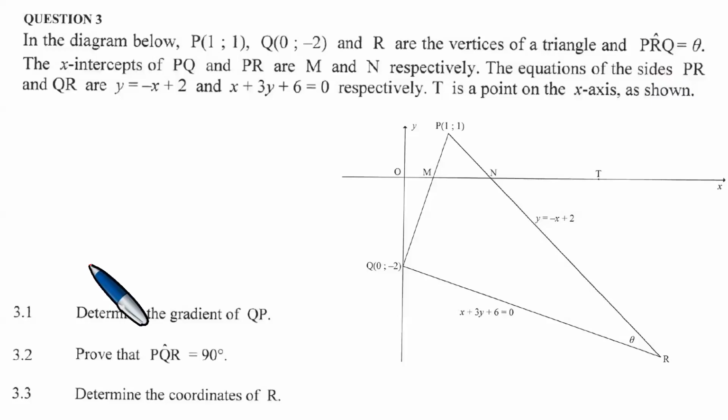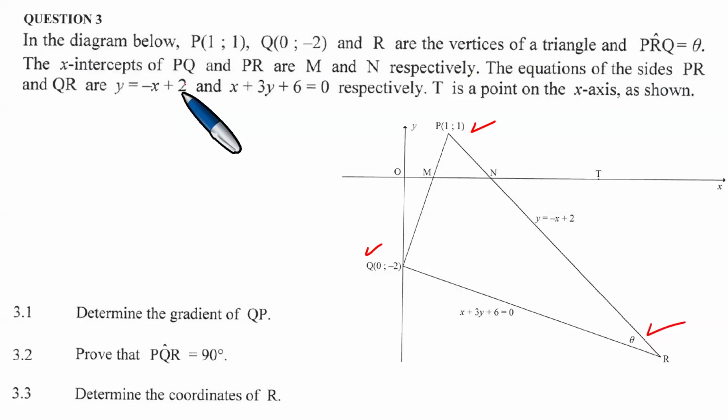In this lesson, we shall look at analytical geometry, but also we shall focus on Euclidean geometry as well. In the diagram below, P with coordinates (1, 1), and here is the point P, clearly there. Q with the coordinates (0, -2) here, and R are the vertices of a triangle. The angle PRQ is theta.